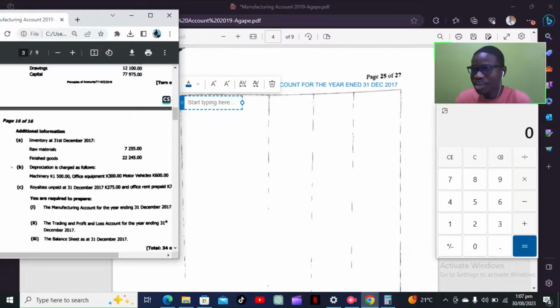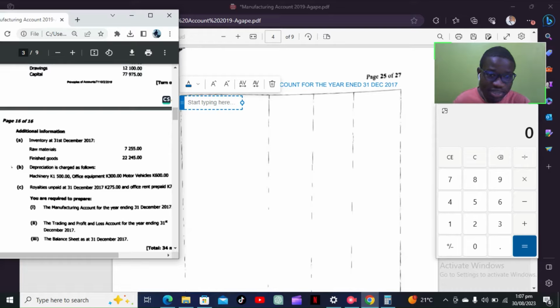So royalties unpaid. I know maybe you've been exposed to a different term, maybe they used accrued or owing. They simply mean the same. Unpaid, accrued or owing means the same, meaning this was not paid for, so it is simply outstanding.